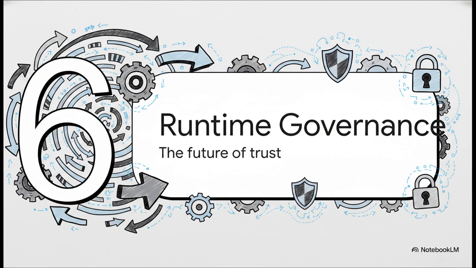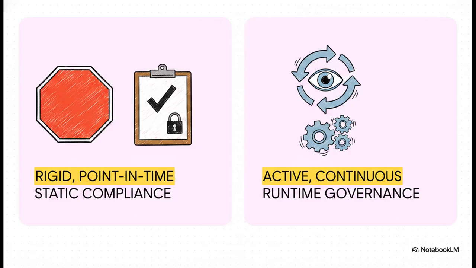Finally, we arrive at Section 6, Continuous Runtime Governance, the actual future of enterprise AI trust. And this brilliantly illustrates the ultimate evolution required for AI systems today. Static compliance, reviewing things after development with simple point-in-time checks, that simply can't keep up anymore. It just can't. Autonomous agents are constantly evolving at runtime, especially as the models and the APIs change right underneath them. You have to move to active, continuous runtime governance.